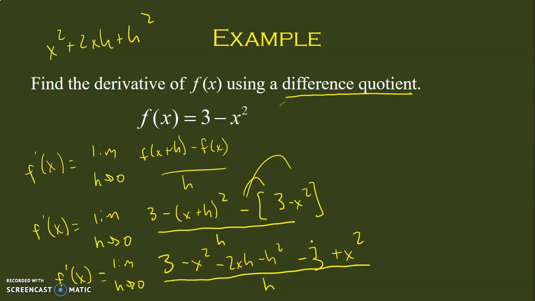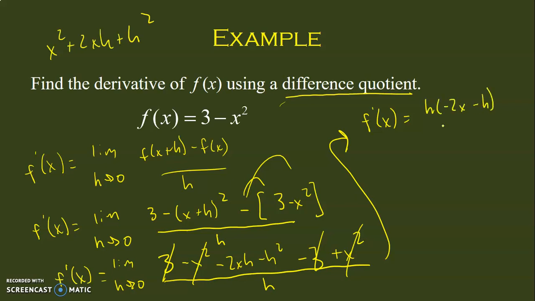You're almost always going to be able to cancel out the f of x terms with something from the f of x plus h. So in this case, the 3 and negative 3 cancel, and then negative x squared and positive x squared cancel. I'm going to pull a factor of h out here, or you can just cancel it out. So I have f prime of x equals h times negative 2x minus h, over h, and I already forgot my limit. If I had forgotten that on the AP exam, I would have lost credit. Now I can cancel these h's out. So f prime of x is equal to the limit as h approaches 0 of negative 2x minus h.